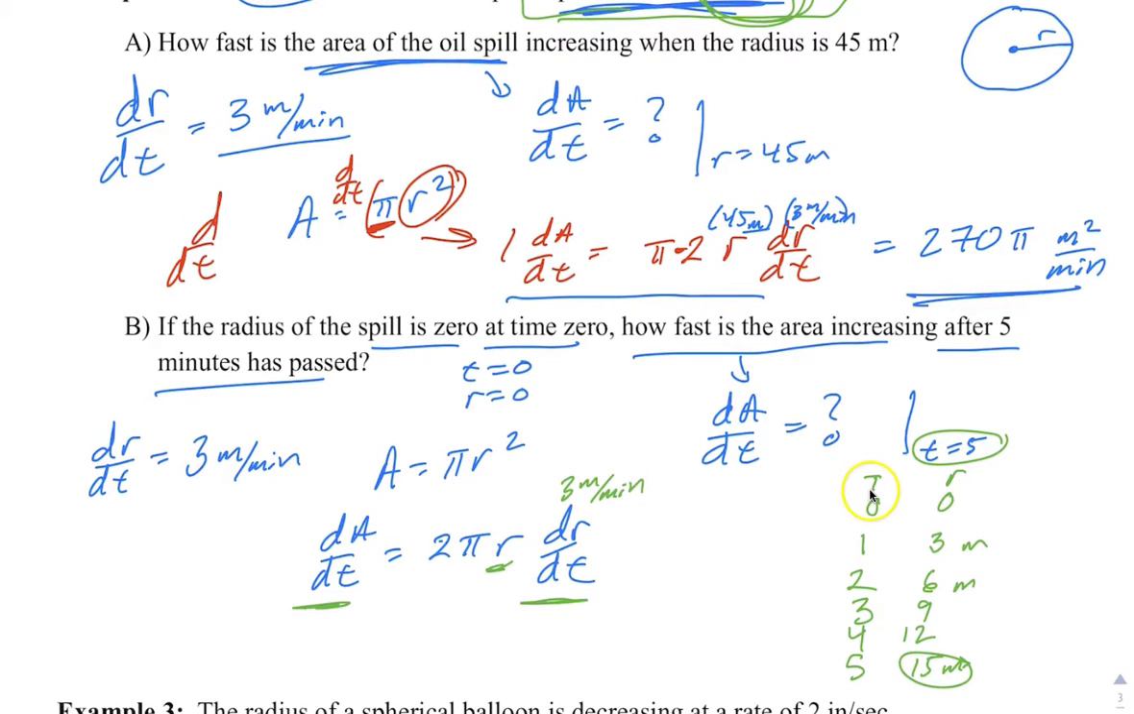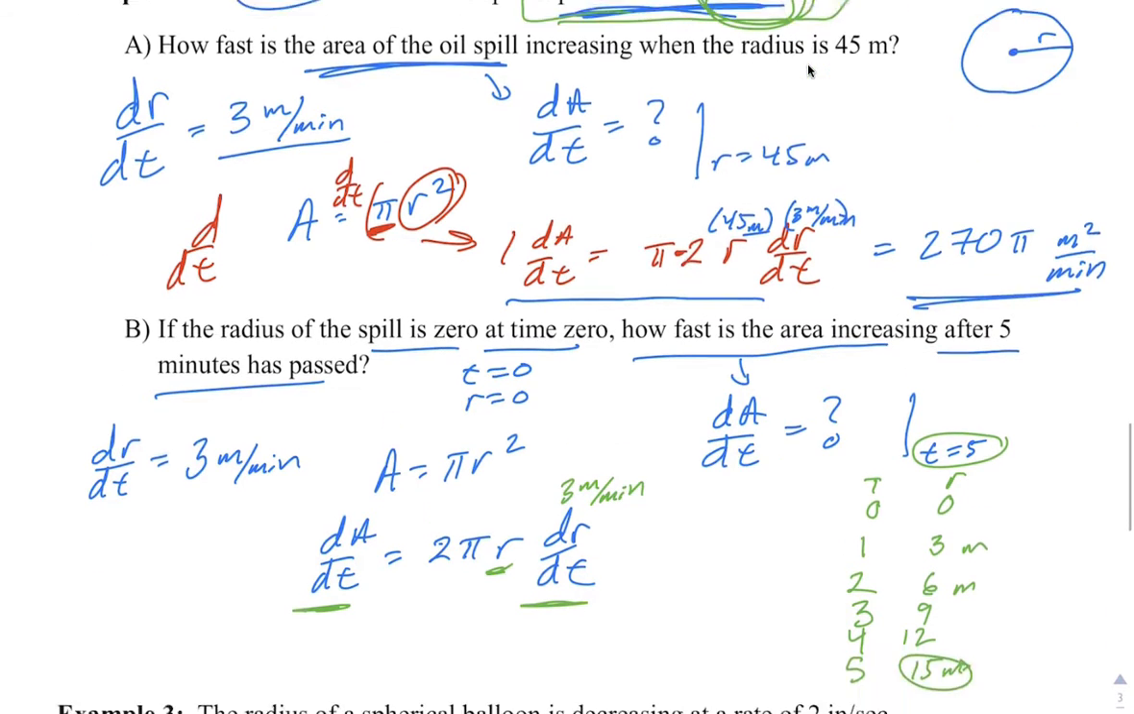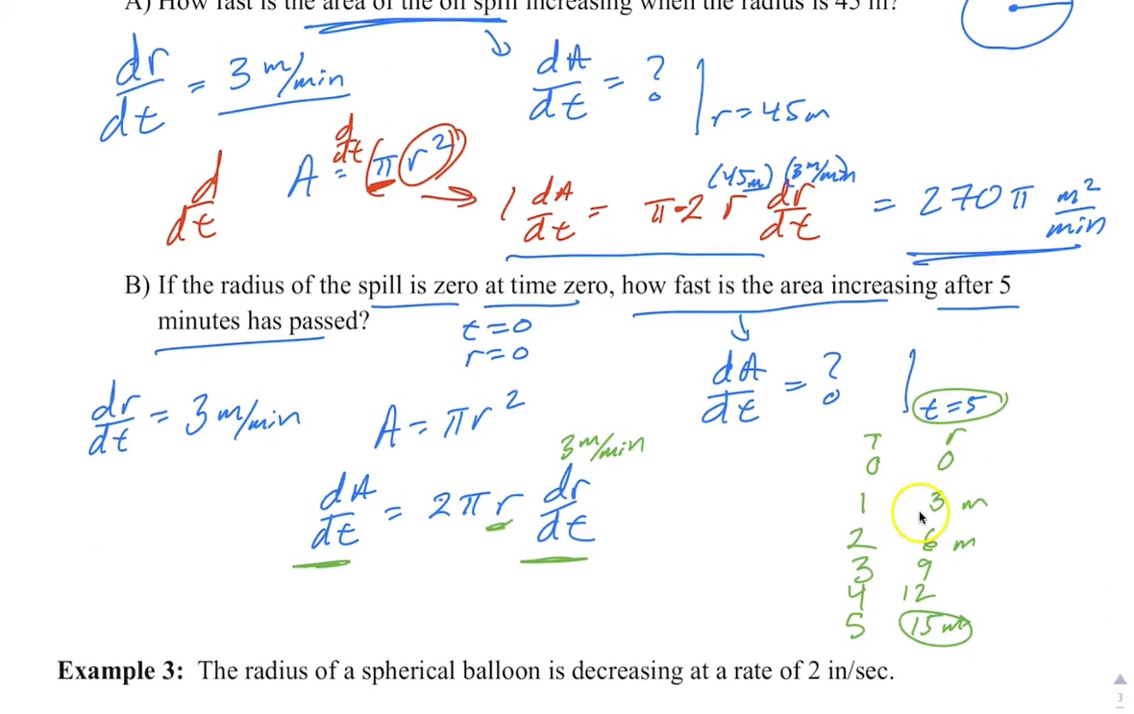So when time equals 5, the radius is 15 meters big. That's how you do that. Now it's a little weird, but that's the way it works. I know my radius is increasing at 3 meters every minute. It's been 5 minutes, so 3 times 5 is 15. So that's my radius. You've got to use some logic here.